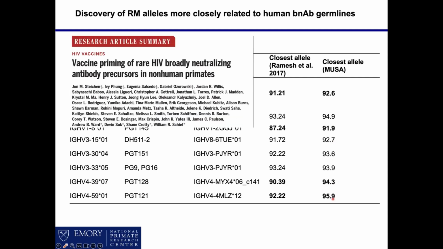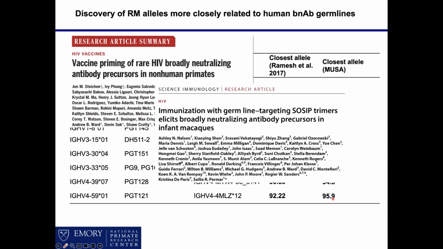This is relevant because, as I stated in the beginning of my talk, we have new data now showing that if you put germline targeting immunogens into macaques, you can get engagement of these alleles. So understanding the constitution of our primate center colonies and understanding which of these monkeys have the allele that's necessary is very likely going to be more and more incorporated into HIV vaccine studies.